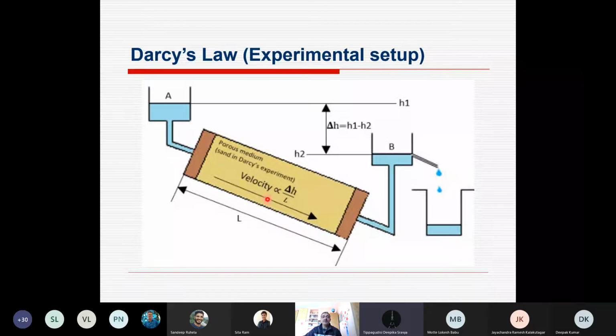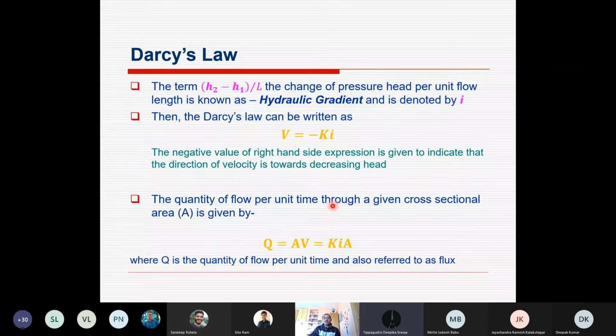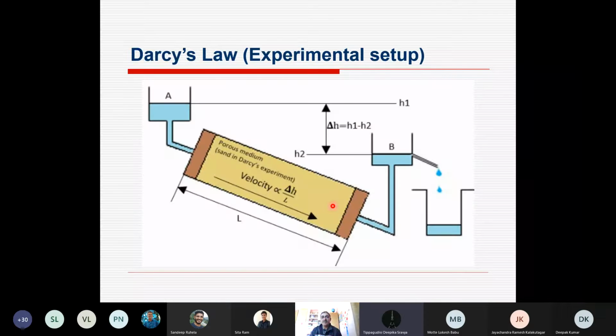From this type of setup, Darcy gave this relationship that velocity is proportional to the difference in head and inversely proportional to the length of flow. The relationship finally becomes: velocity is proportional to the hydraulic gradient, delta H by L. Now you know the Darcy law: v is equal to Ki, or Q is equal to KiA. It was given by Darcy in 1856 after experimenting with a sand-filled container or porous medium.